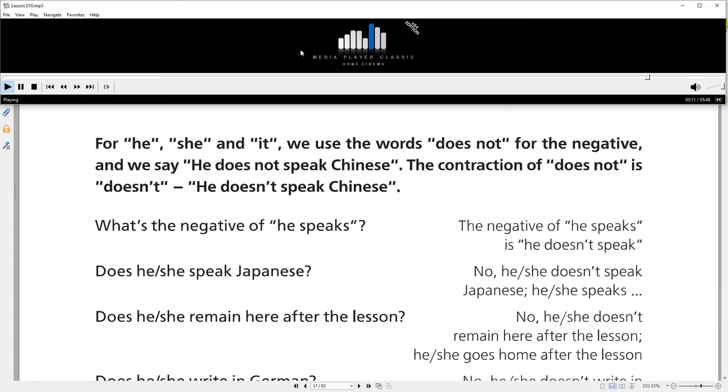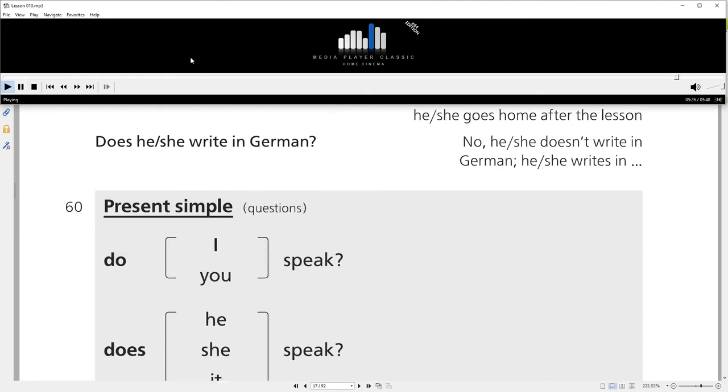Does he speak Japanese? No, he doesn't speak Japanese. He speaks English. Does he remain here after the lesson? No, he doesn't remain here after the lesson. He goes home after the lesson. Does she write in German? No, she doesn't write in German. She writes in English.